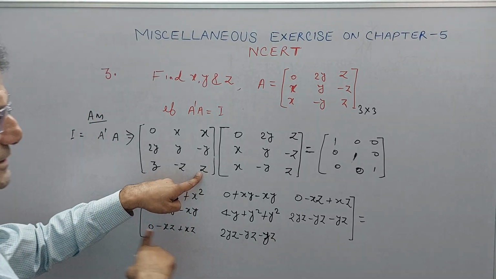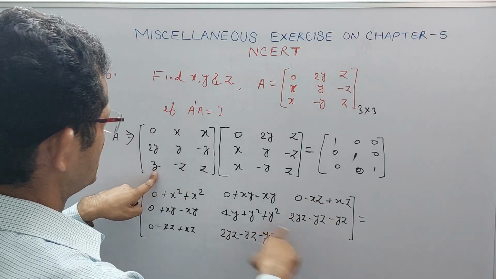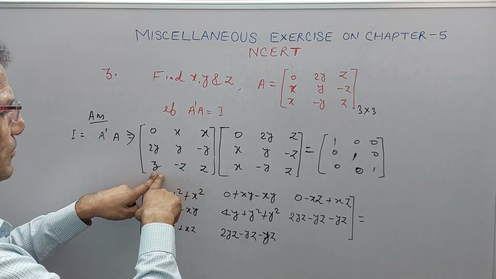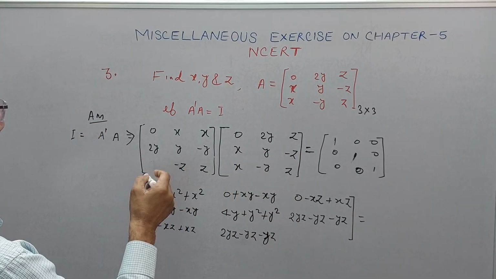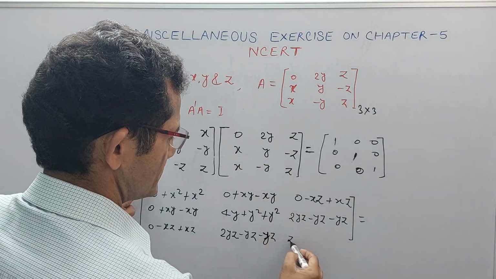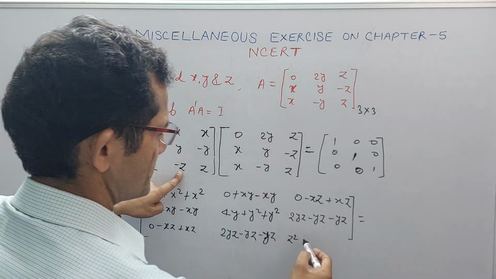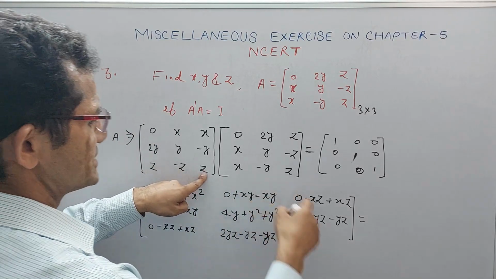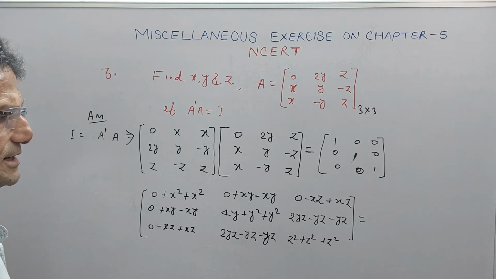Now this is the last entry, third row and third column of this one. Now y, z into this is our z value. Z into z will be z square, and minus, and this into should be multiplied. This z square, and this into z plus z square.